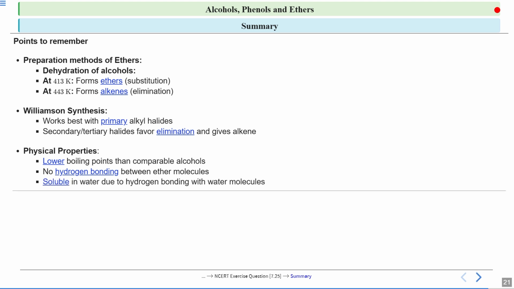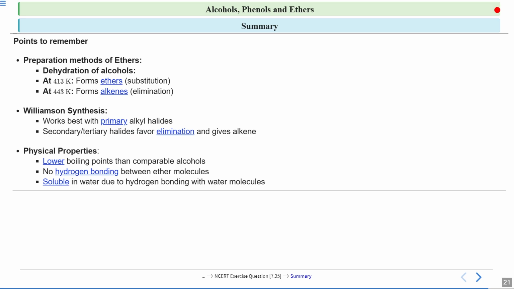But with water, ether is soluble because it can form hydrogen bonds with water molecules. Your ether has the oxygen group, and that oxygen can interact with the hydrogen of a water molecule. It will attract the electron density from that hydrogen, so oxygen will have a slight negative charge and hydrogen will have a slight positive charge. So there will be attraction between the oxygen of your ether and the hydrogen of a water molecule. That is why it is soluble.